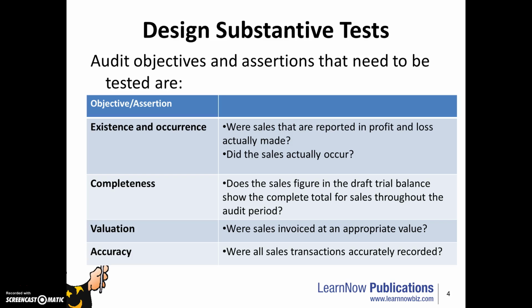As previously mentioned, the objectives and assertions that need to be tested are existence, completeness, valuation, and accuracy. The questions we must ask are: were sales that are reported in profit and loss actually made? Did they actually occur? Does the sales figure in the draft trial balance show the complete total for sales? Is this consistent with the completeness assertion? Are they valued correctly? Were they all accurately recorded?